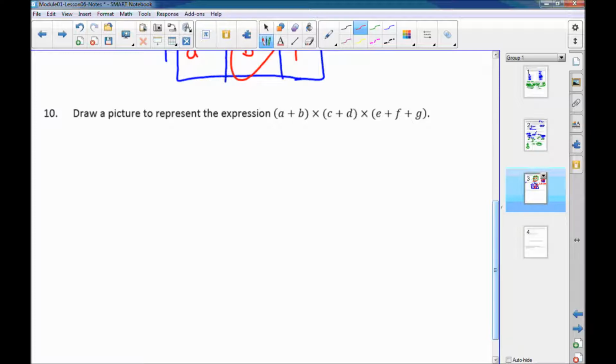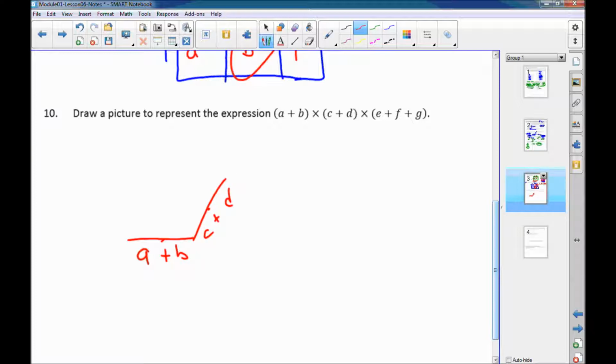Okay, so this one is actually going to be finding the volume. So I'm going to draw the picture the best I can, and then we'll see what's going on with it. All right, so we have A plus B. That's this way. Okay, and then we have a C plus D, and we're going to draw this 3D. So this is C plus D going this way.